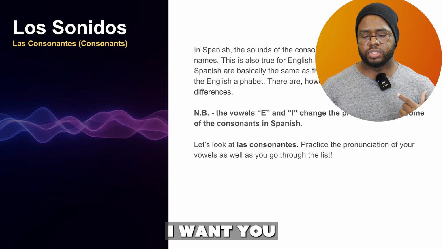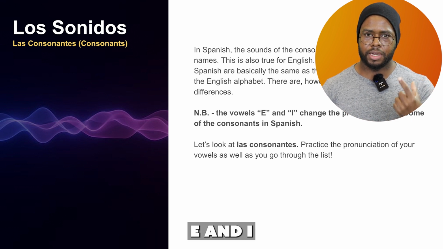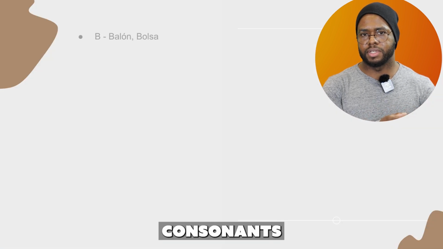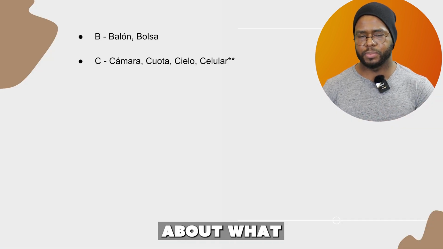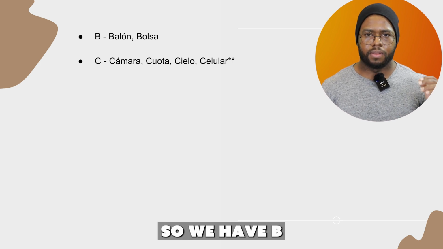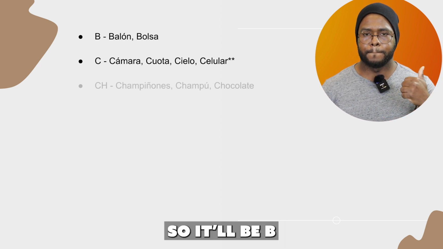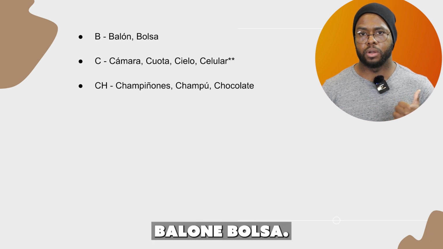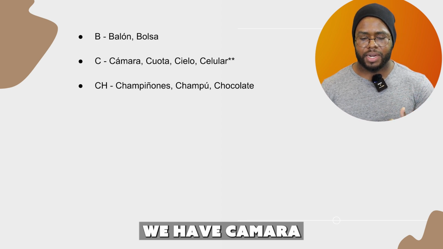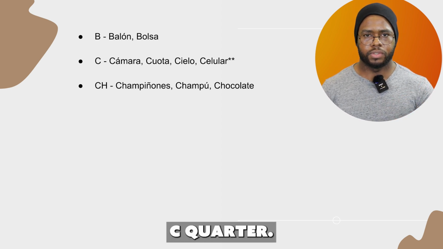And also, I want you to note that the vowels E and I kind of alter some of the pronunciation of the consonants in Spanish. So we'll talk about what exactly that might mean. So we have B, so that'll be B, the sound is B, like balón, bolsa. C, we have cámara, like a hard C, quota.